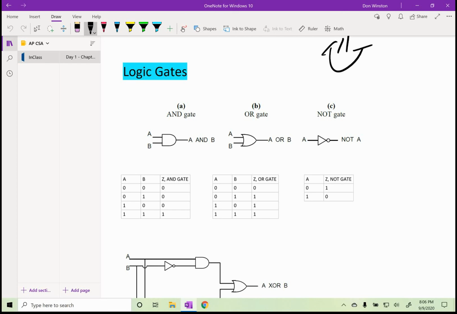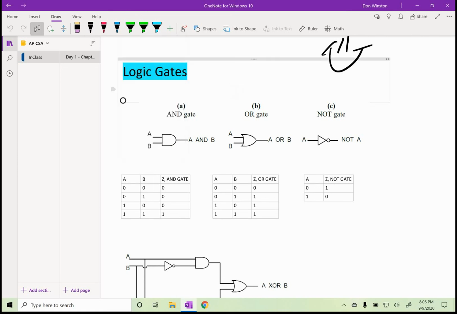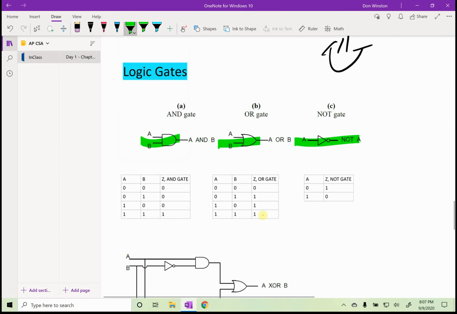Then we have the NOT gate. Basically, you just negate the input. If the input is 0, the output is 1. If the input is 1, the output is 0. So know the gates, know what they mean: AND gate, OR gate, NOT gate. With the NOT gate, there's only one input. And again, I use binary count tables for my truth tables.